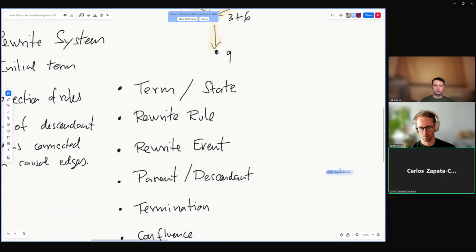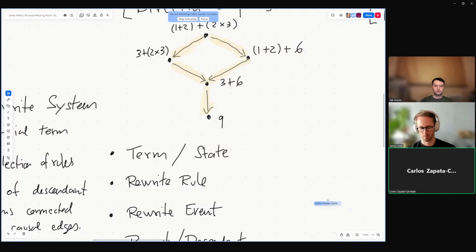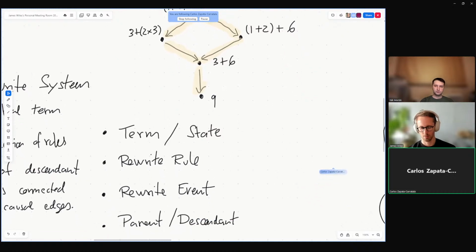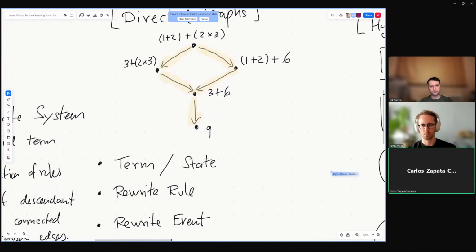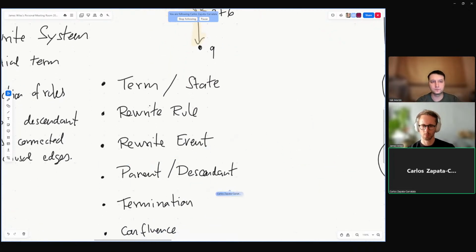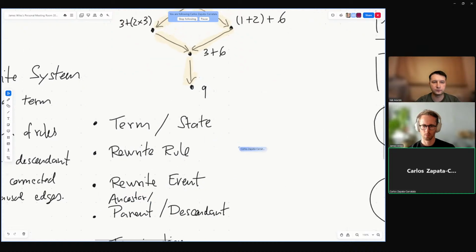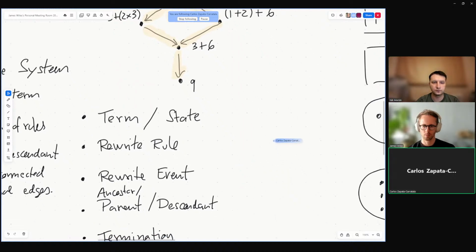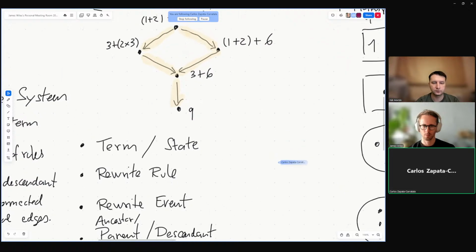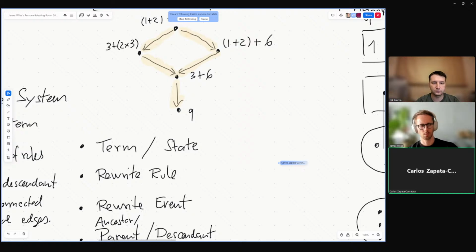Now, parent and descendant, I think that's a fairly self-explanatory notation. So we say that a term is a parent to another term if it is directly above. And I should also say ancestor here. So ancestor means that a state is an ancestor to another if you can find a path in your directed graph from that one to another. And this is, remember, a directed path. This is a directed graph, so paths will have direction.